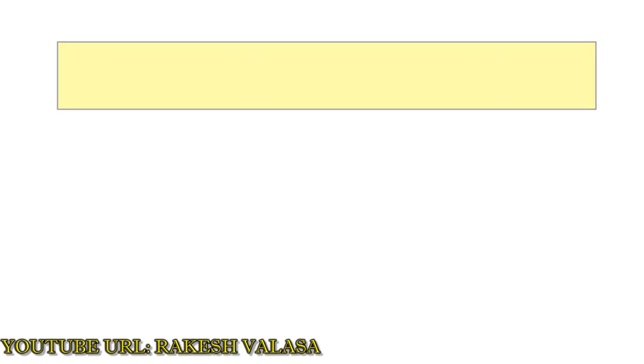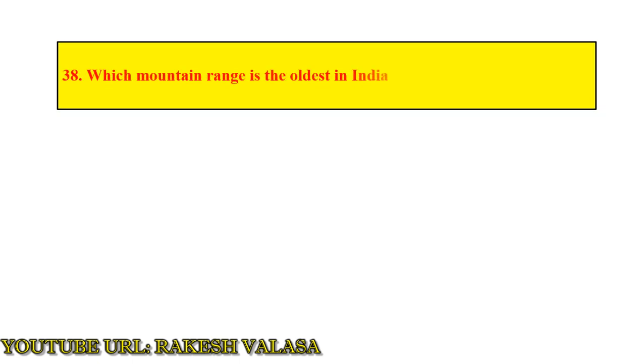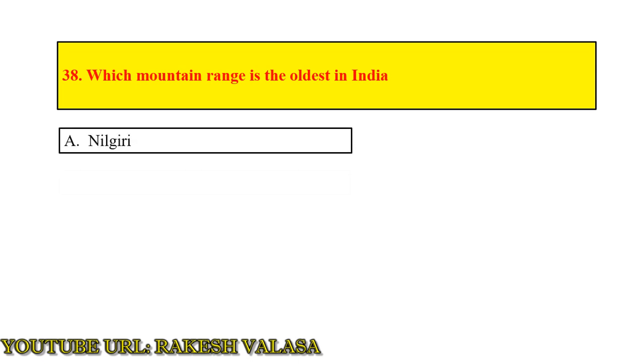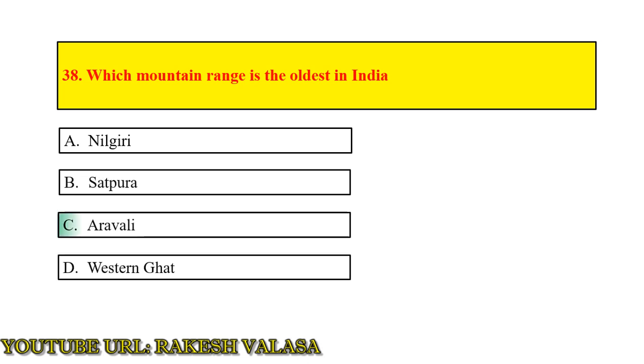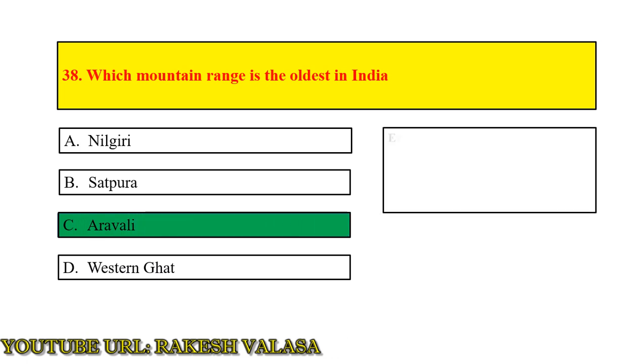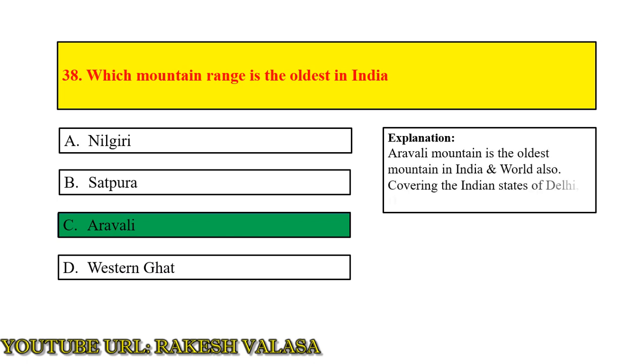Question number 38. Which mountain range is the oldest in India? Answer: Aravali. Explanation: Aravali mountain is the oldest mountain in India and the world also, covering the Indian states of Delhi, Haryana, Rajasthan, Gujarat.